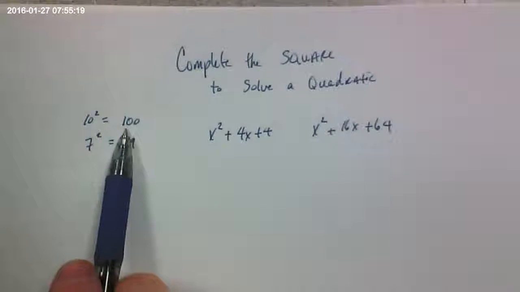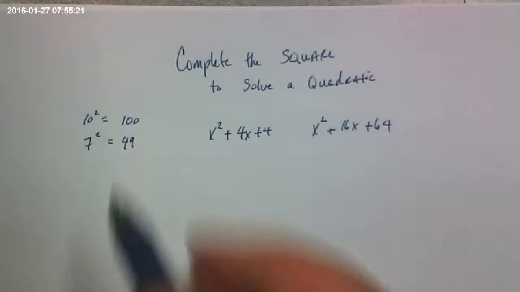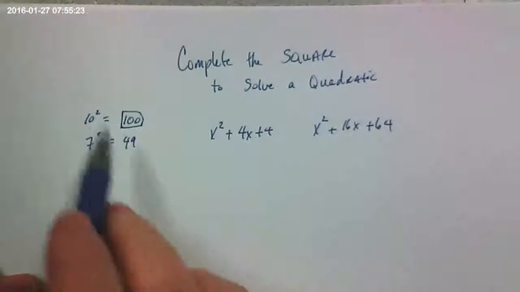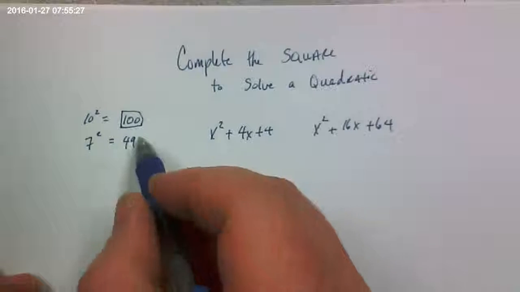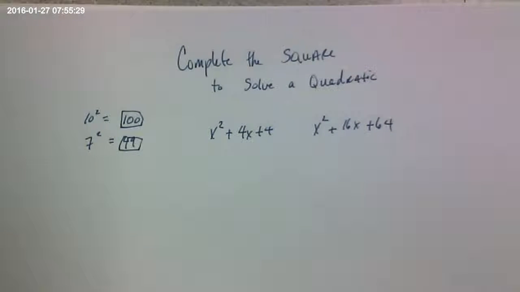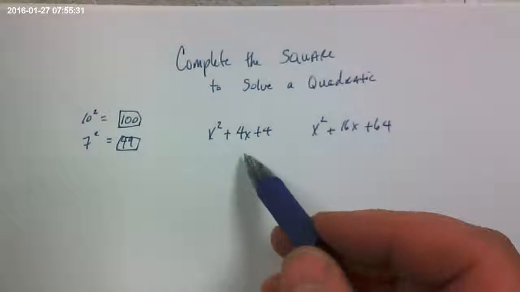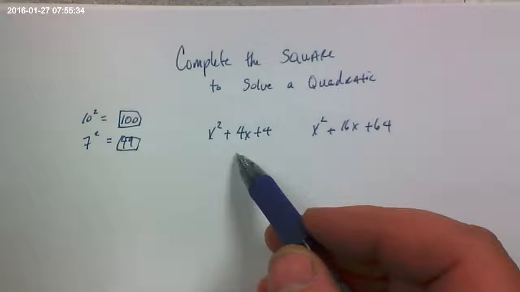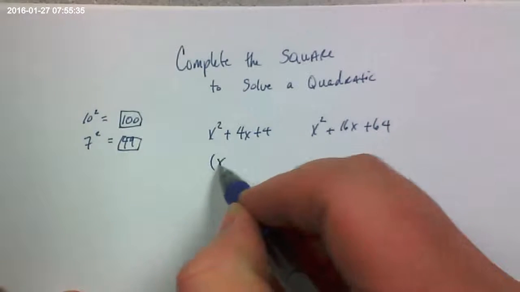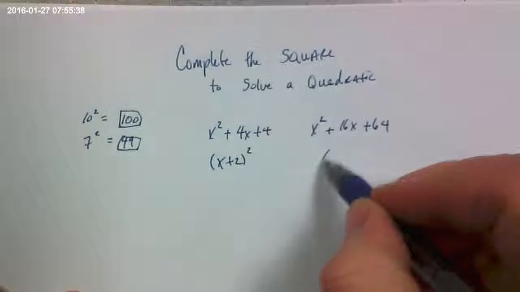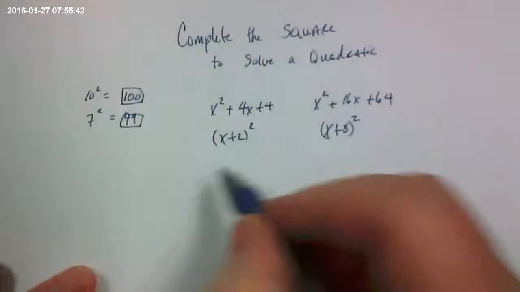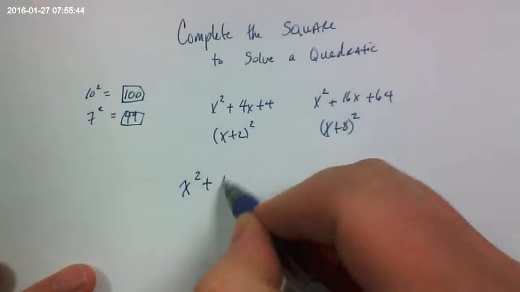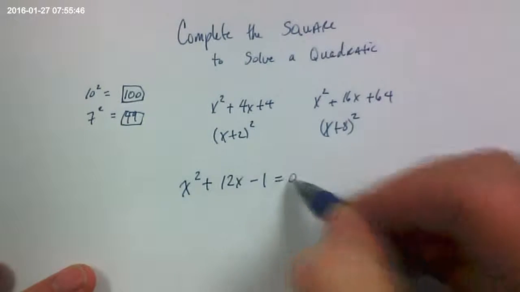If we're just talking about numbers, a perfect square is a number squared that equals something else. Like 10 squared is 100. 100 is a perfect square. 7 squared is 49. 49 is a perfect square. Now these quadratic expressions here, they are perfect squares. This one would be x plus 2 squared, and this one would be x plus 8 squared. Those are perfect squares.